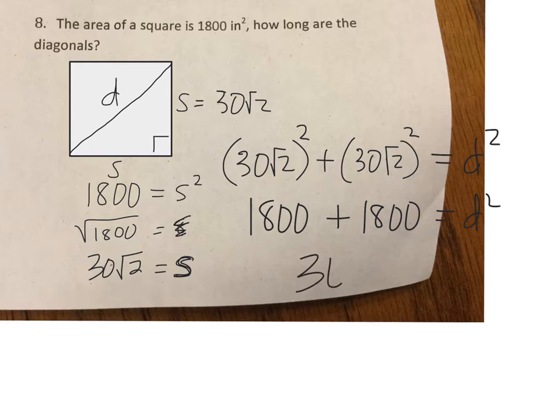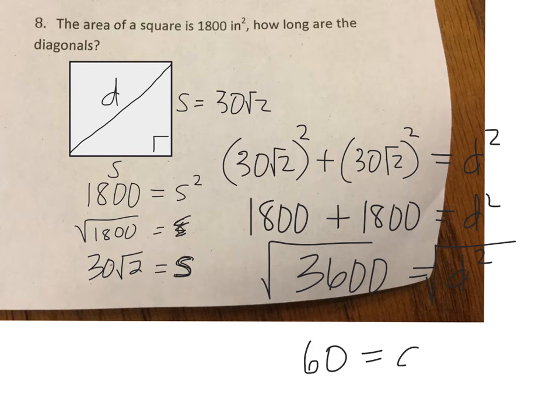So adding together, this is 3600. And taking the square root of both sides, I think that's 60. That seems right. This has a diagonal of 60. Okay, so that's one way to do it if you wanted to use Pythagoras.